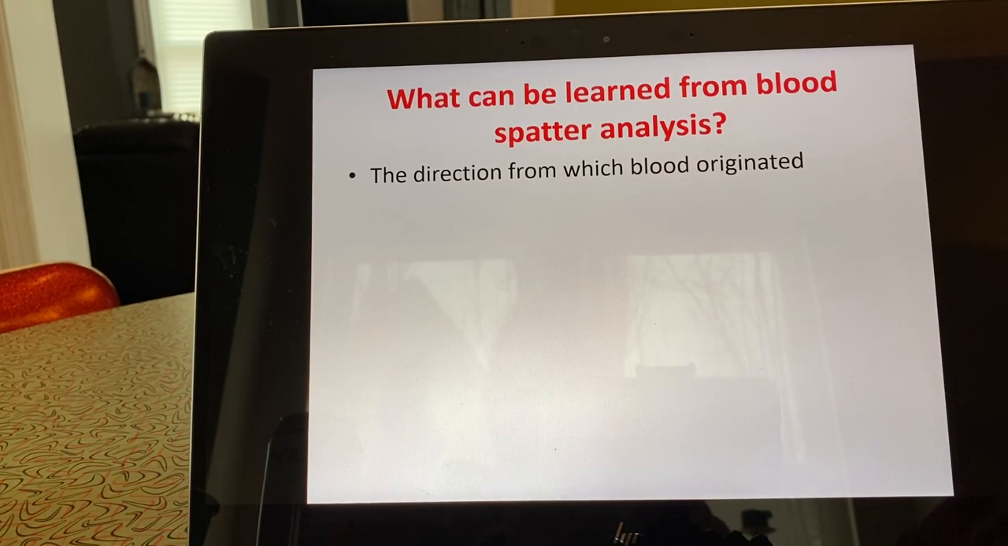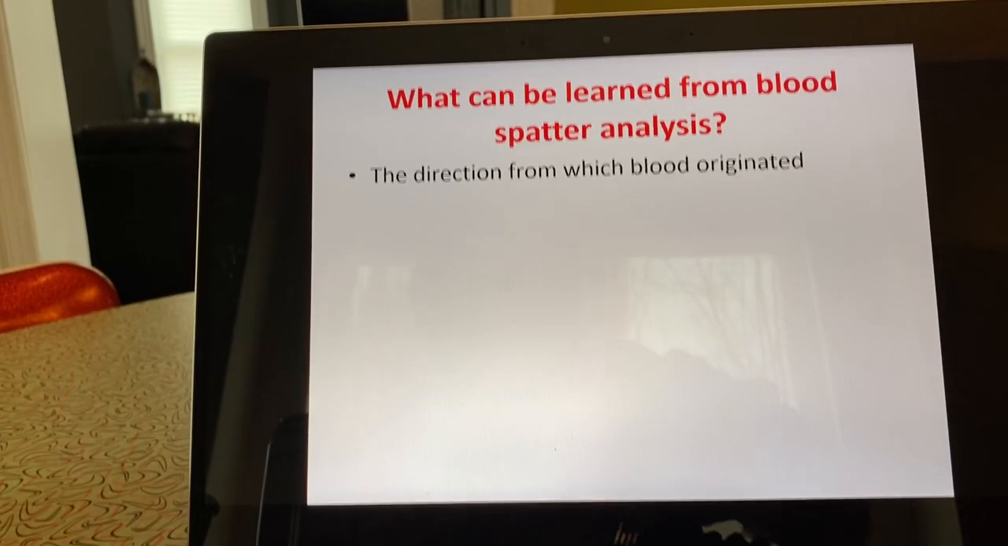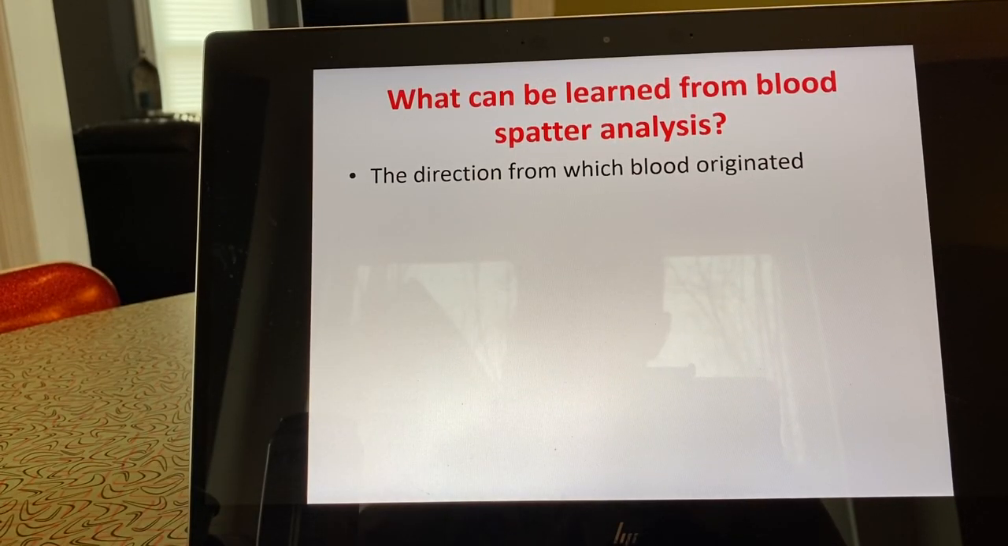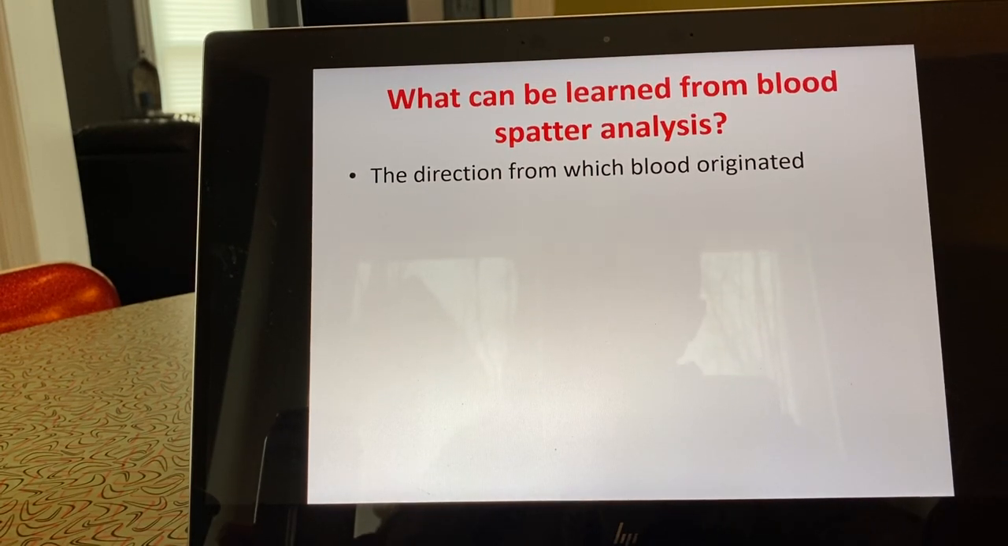So in these next 2 slides, I'm going to talk about what potentially can be learned from blood spatter. Now, realize, of course, you're not going to be able to check all of these boxes, but if you can learn a couple of the things, it's really helpful.